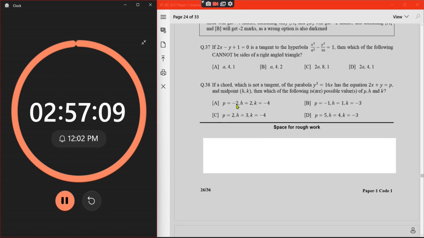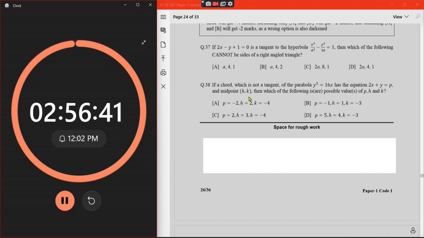Next question: if a chord which is not a tangent of this parabola has this equation and midpoint h comma k, so it's a chord of this parabola y square is equal to 16x. Okay, midpoint h comma k. Which are the possible values of p, h and k, right? So this is a chord of that parabola. Okay, so h comma k, got it.